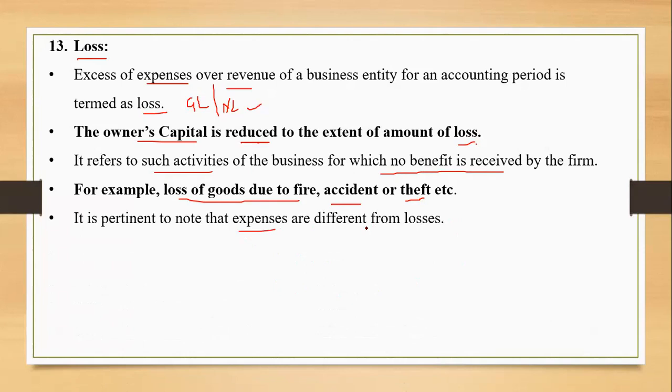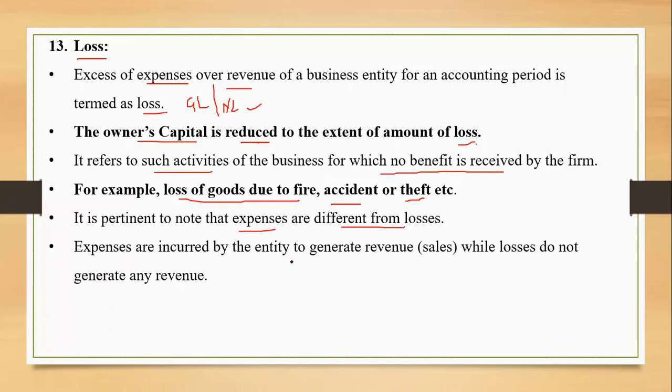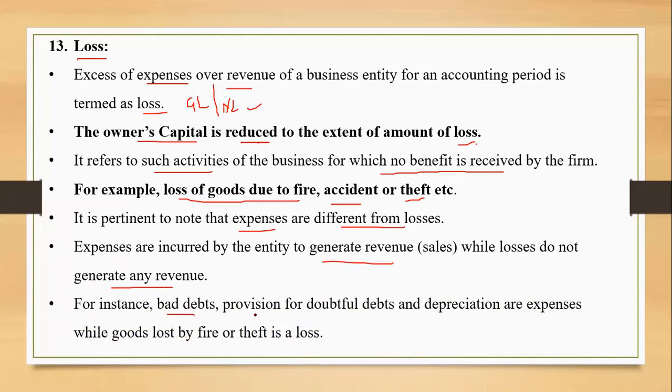Expenses are different from losses. That is what I told you right now. Expenses are incurred by the business entity to generate revenue, while losses do not generate any revenue. Bad debts, provision, depreciation are expenses, while goods lost by fire or theft is a loss, right? You need to understand that bad debts arise because of routine business activities, because of the sale of goods. If any customer doesn't make us a payment, when the sale is there, it is going to generate revenue for the business. But in case of loss by fire of goods, or loss by fire of assets, these are not going to generate any revenue for the business. So these are termed as losses.